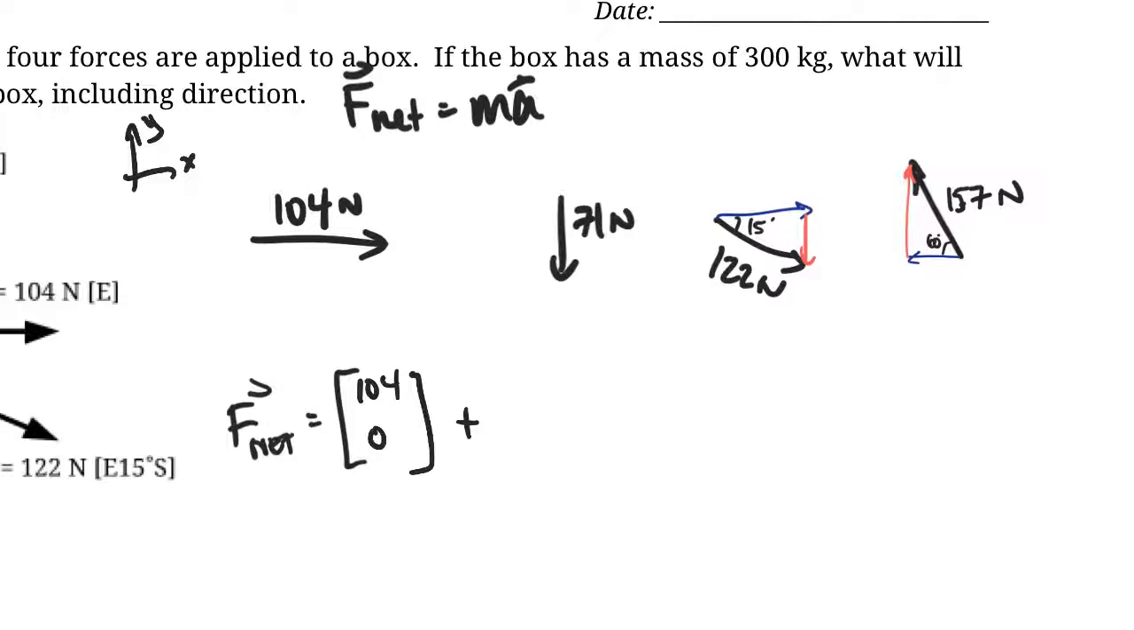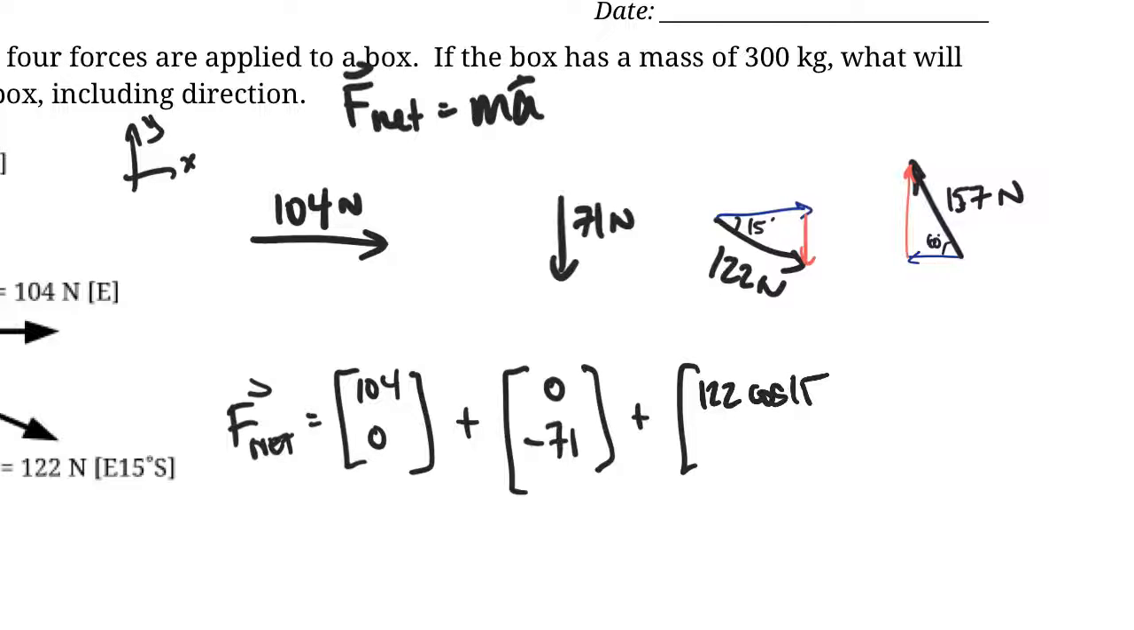Cool. Second vector, second force. This one doesn't have any x component, right? It's just straight down, so 0. And the y component, because it's going downwards, is going to be negative 71. Then we have the next one. This is where we have to be careful with our trigonometry. The x component, right, it's going to be the 122, and because it's the x component and we're taking the angle from the horizontal, it's just going to be 122 cos 15. The y component, the red arrow points down, so that means it's going to be negative 122 sine 15. These are all degrees, obviously.